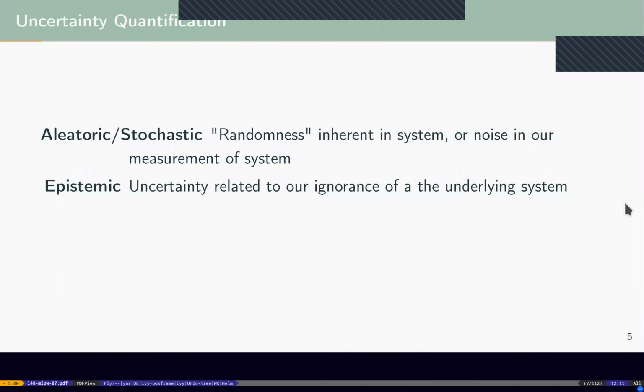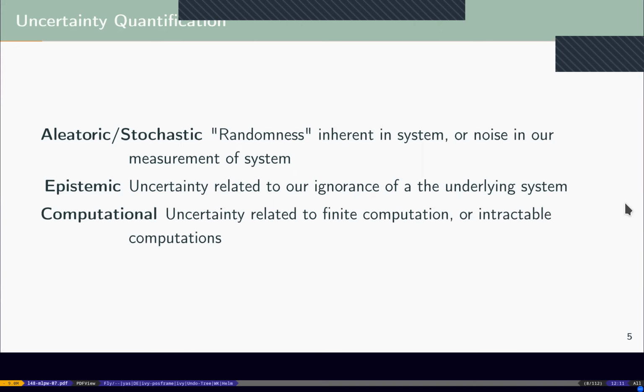Then this was the one that we tried to make decisions about to address, right? And now we're adding the notion of computational uncertainty. This is something you can think of as related to possibly finite computations. So I just run something for a set amount of time and then I stop, right? Or something that's intractable, something that I cannot compute, and now I do some approximation of it. And now I get uncertainty due to that.